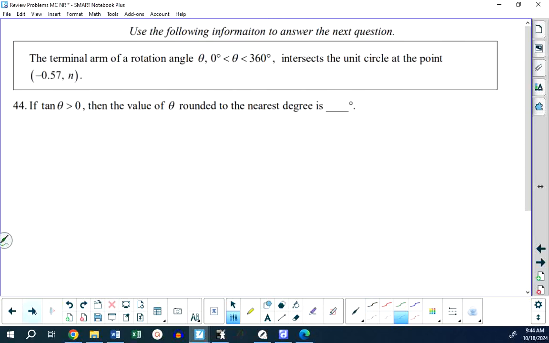So I'm just going to take a look at number 44 here if you're interested. I know the bell's going to ring, but can you try to keep it down a little bit while I just explain this quickly? First of all, we know the terminal arm lies someplace. We'll get to where it lies, but the rotation angle that takes us there is between 0 and 360. Okay?